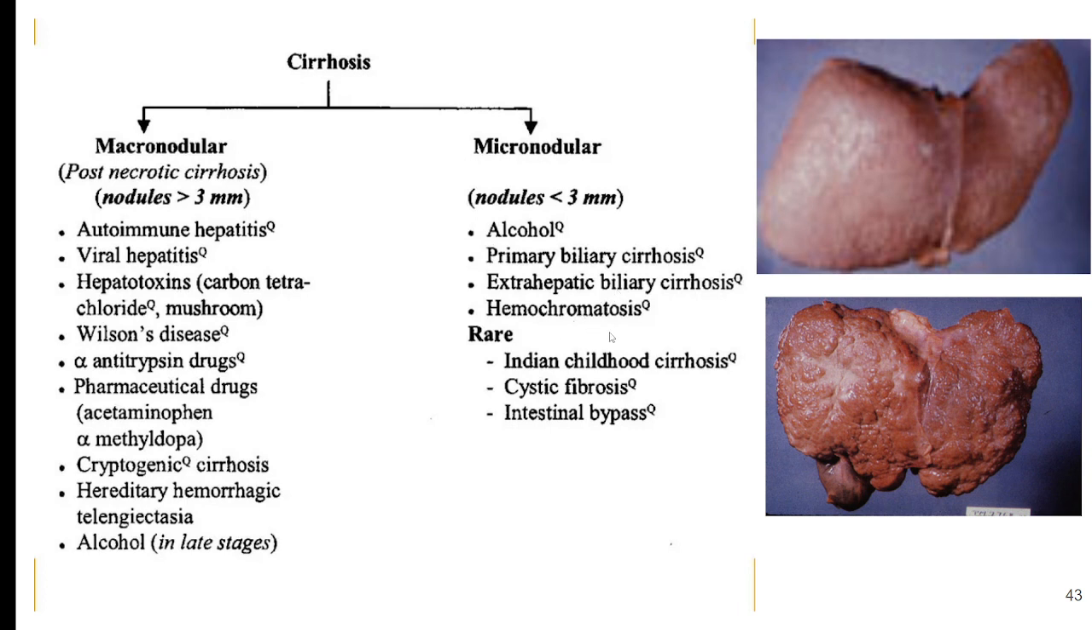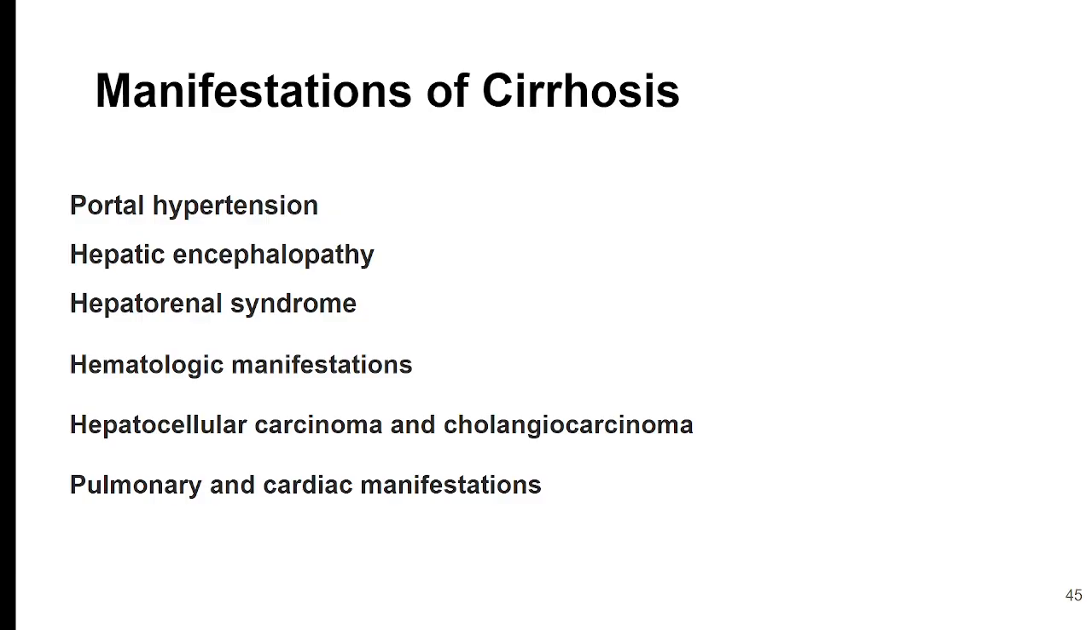cirrhosis, that congenital biliary cirrhosis, or patients who have an obstructive pathology and later have developed these cirrhosis, or patients who have hemolytic jaundice and which has resulted in cirrhosis, or like Indian childhood cirrhosis, which we'll have some discussion about maybe later, and patients who have cystic fibrosis or patients who have undergone intestinal surgery, it often results in micronodular. The outcome of micronodular cirrhosis is worse than macronodular cirrhosis in general.